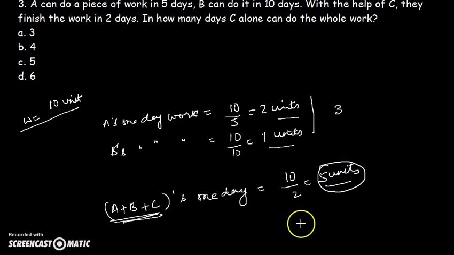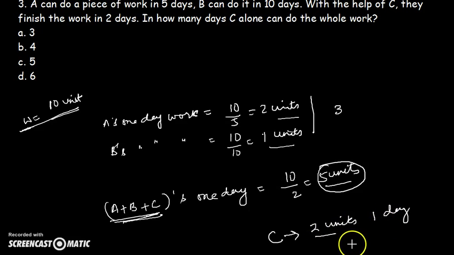And along with C, you are seeing that they can finish 5 units of work. So it tells you that C can finish 2 units of work in 1 day. And since we know that the total work is 10 units and C can finish 2 units of work in 1 day, she will take 5 days to finish 10 units of work. Thus the answer would be C, 5 days. Hope you understand this drift.